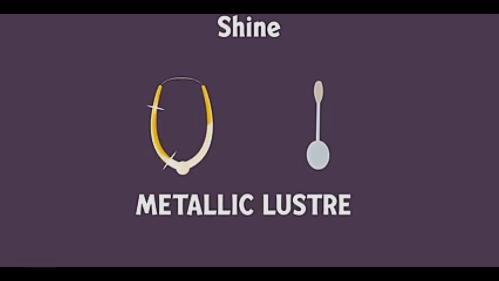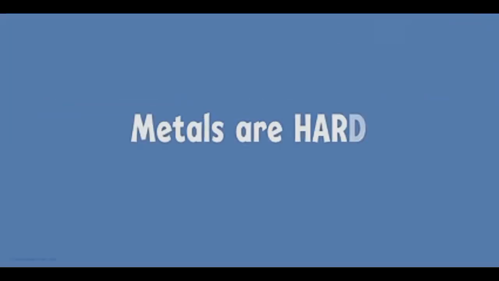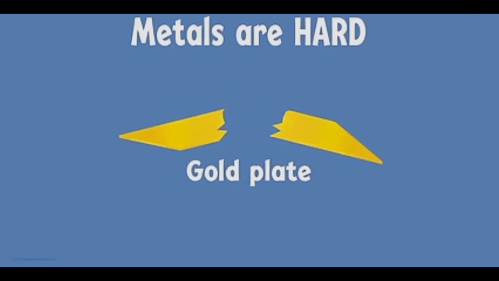If the utensils fall on the floor, do they break into parts? No, right? Metals are generally hard in nature. However, this hardness varies from metal to metal. A very thin plate of gold, for example, can easily be broken with a little pressure.